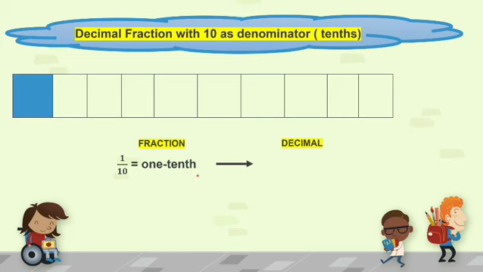Since we are talking about decimals, how are we going to represent this number as a decimal? We are going to observe the denominator. Here the denominator is 10, and 10 has how many zeros? One. So your decimal point will be placed after one number. And we are going to read it from left to right as 0.1.